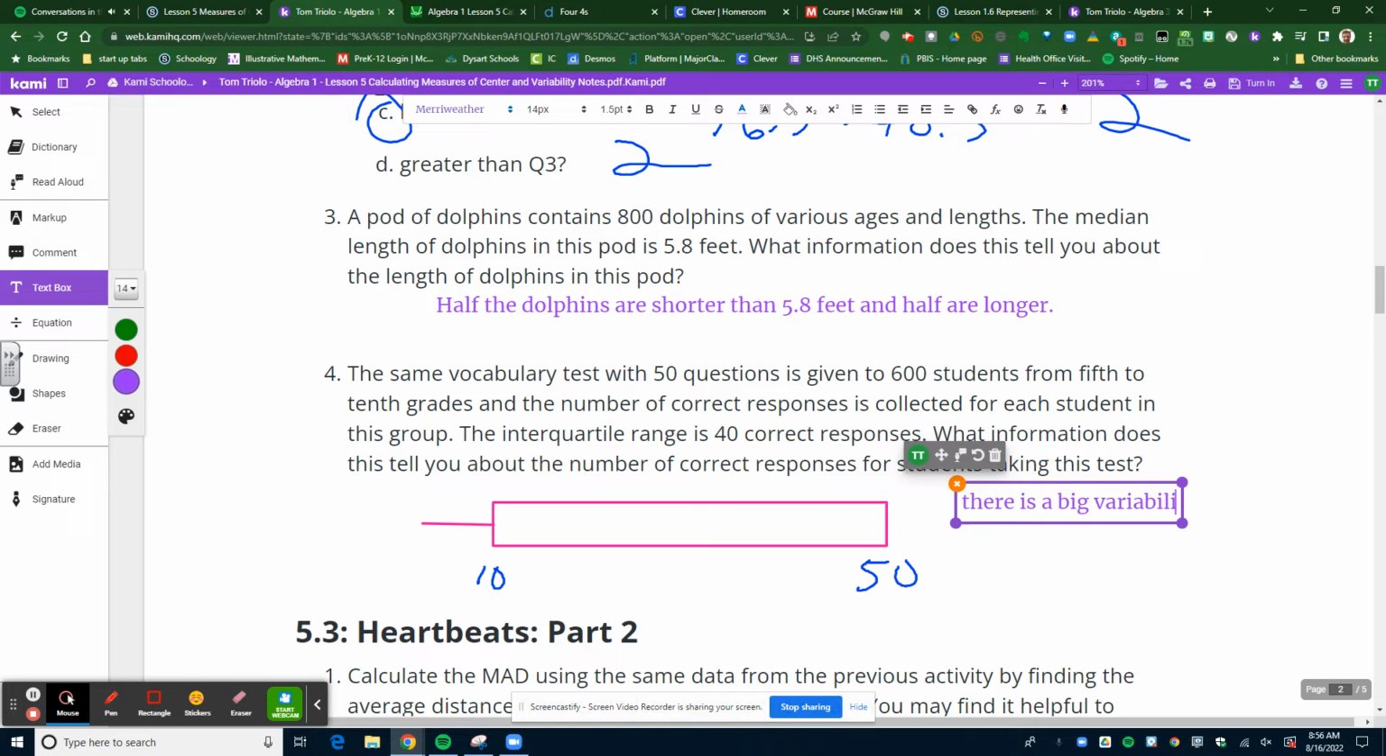And it doesn't necessarily have to look like this. It could start at 0 and go up to 40. So maybe those 5th graders, 10th graders aren't as smart as we think they are. So maybe the best grade they got was a 40 out of 50. So this is just one possibility. All right.